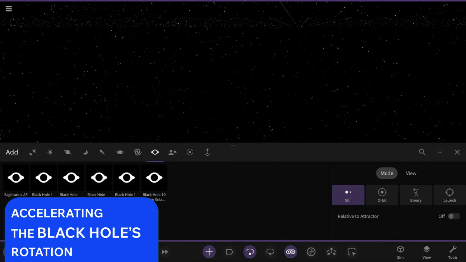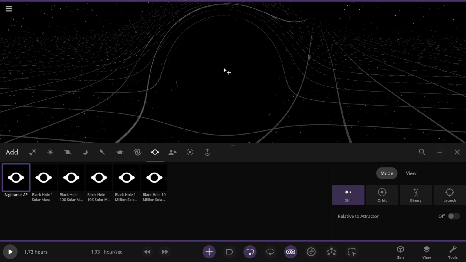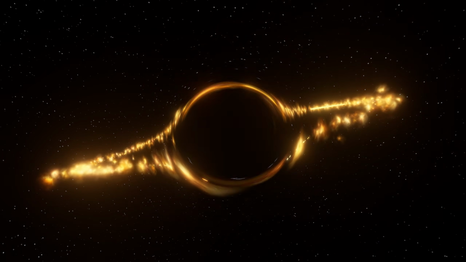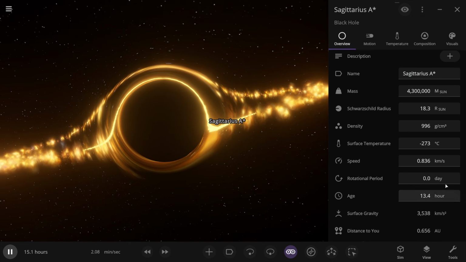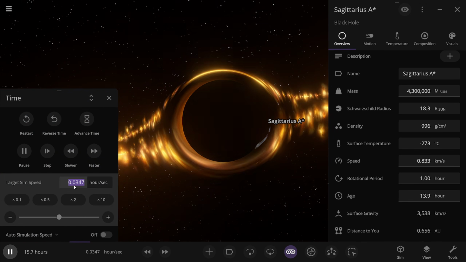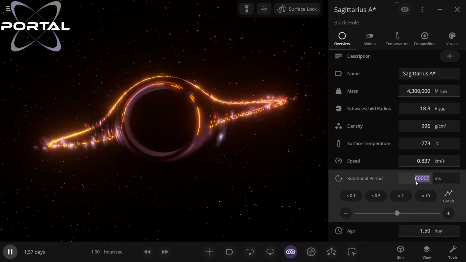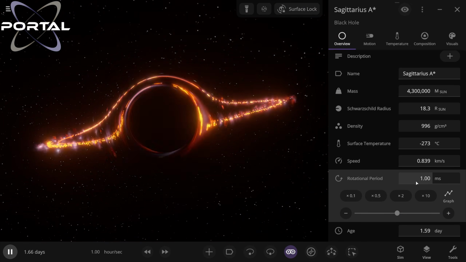You probably have another question. What if we try this same experiment with a black hole? Let's take, for example, the Sagittarius black hole. I even gave it an accretion disk like this. Well, it seems to have some rotation period, but here it's actually 0. If I set it to, say, 1 hour, and I also set the simulation time to 1 hour per second, nothing changes at all. Since that's the case, I'll set a 1 millisecond day for this black hole.